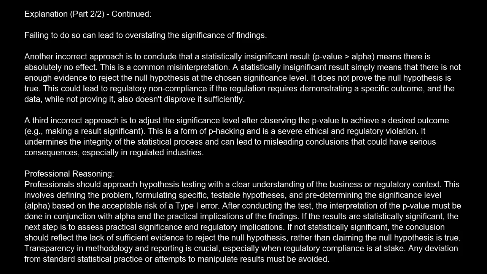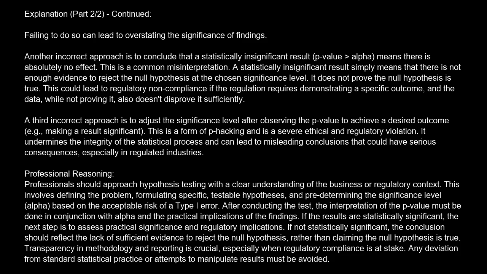Another incorrect approach is to conclude that a statistically insignificant result, p-value greater than alpha, means there is absolutely no effect. This is a common misinterpretation. A statistically insignificant result simply means that there is not enough evidence to reject the null hypothesis at the chosen significance level. It does not prove the null hypothesis is true. This could lead to regulatory noncompliance if the regulation requires demonstrating a specific outcome, and the data, while not proving it, also doesn't disprove it sufficiently.